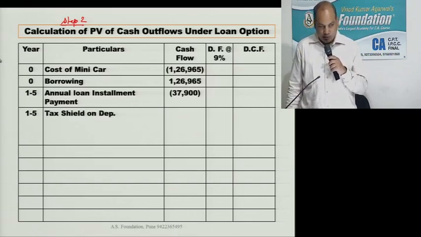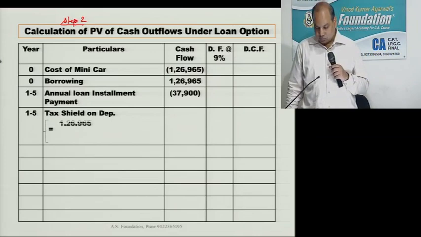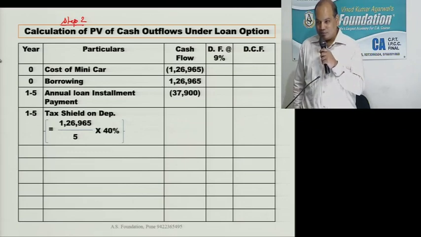Is it 37,900? Yes. 1-5. Again 1-5. Tax shield on depreciation. If the SLM method is given, then we can write it in one line only, because each year the amount will be the same.